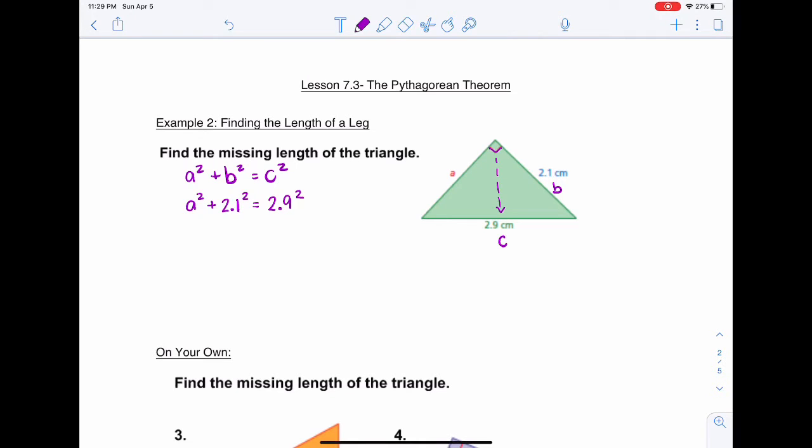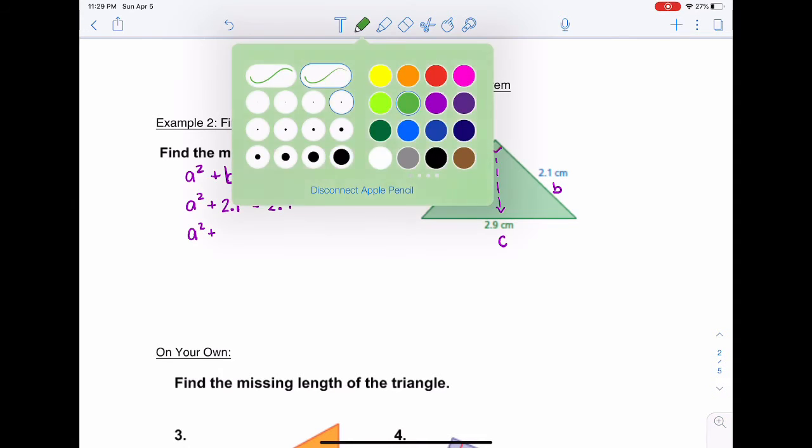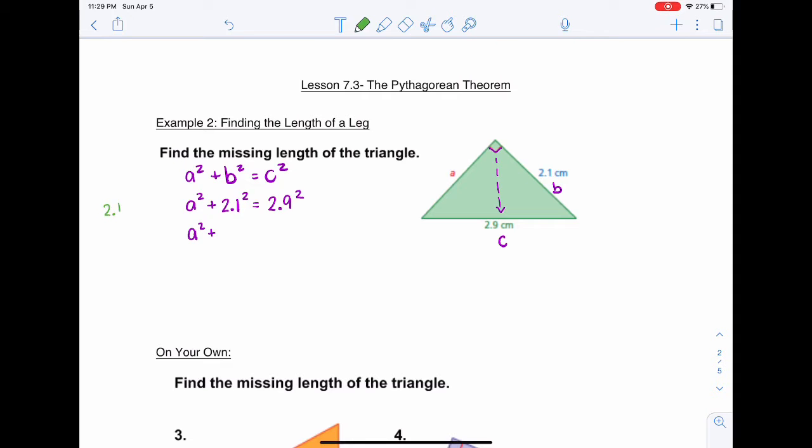Okay? Entonces, la primera cosa voy a simplificar. Evaluate the powers. Entonces, A squared se queda. Now here, acuérdense, esto va a ser 2.1 por 2.1. The other one is going to be 2.9 por 2.9. Right? So if you take your calculator and you do that, this turns out to be 4.41. And this turns out to be 8.41.